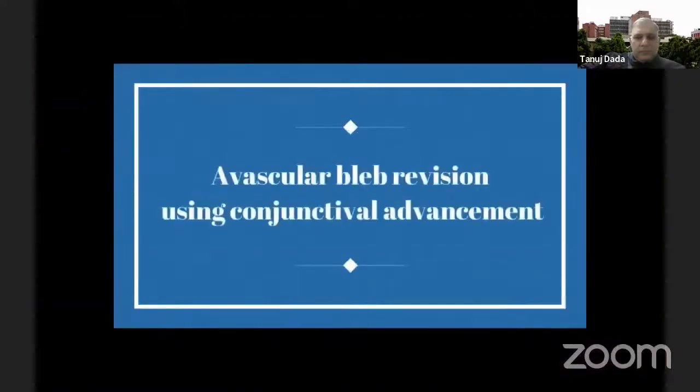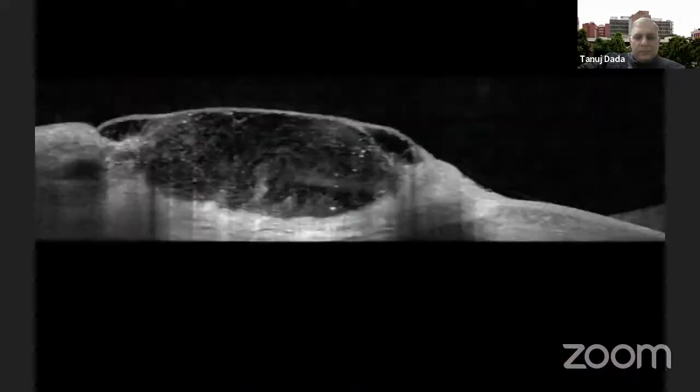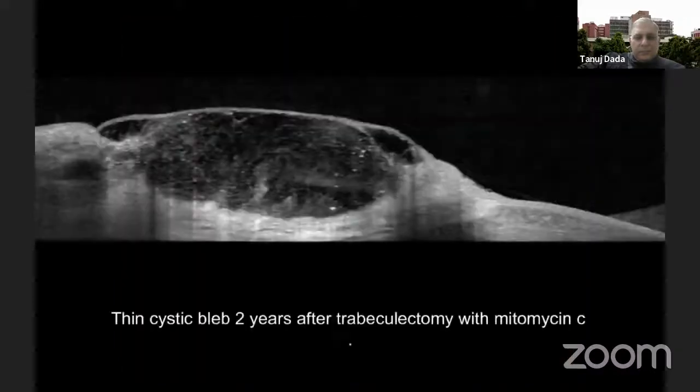Avascular bleb revision using conjunctival advancement. This video demonstrates management of a patient who presented to us with a thin cystic avascular bleb and hypotony maculopathy 2 years after trabeculectomy surgery with mitomycin C.